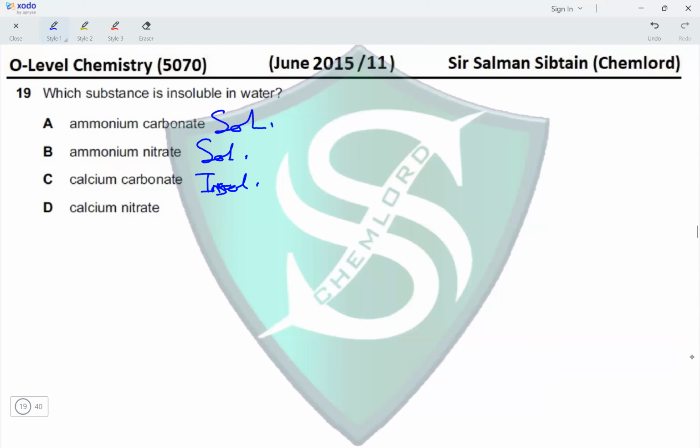And we have calcium nitrate. For all nitrates, the anion present is nitrate. So all nitrates are soluble in water, making calcium nitrate also soluble. Therefore, the correct option for this question is option C.